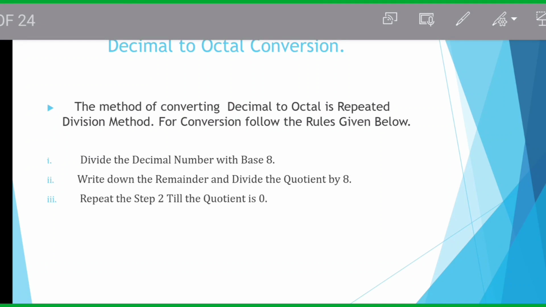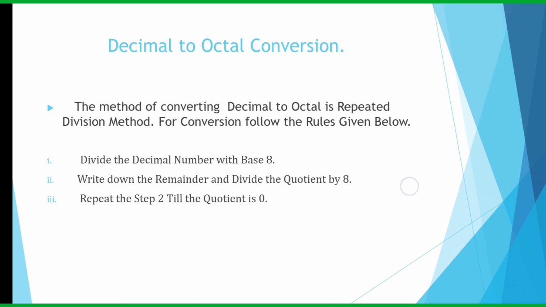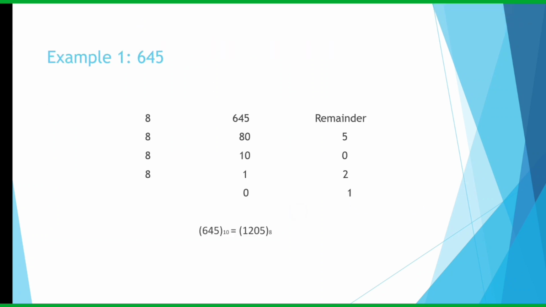Next, we can learn it with an example. So, take the example of 645. When we divide 645 by 8, we get the quotient 80 and the remainder 5.